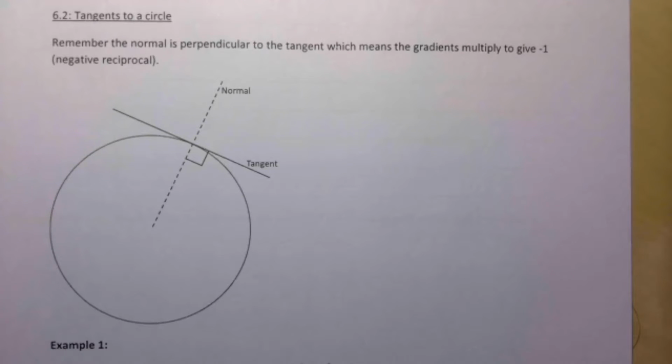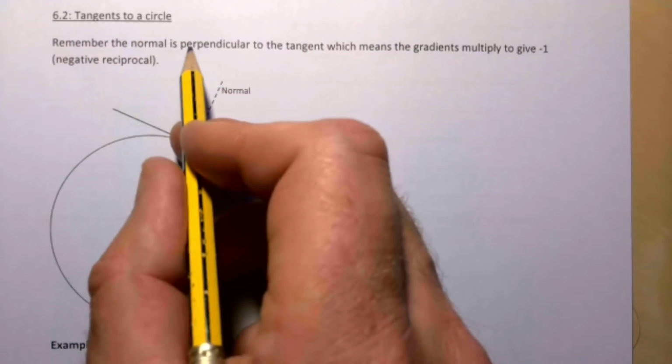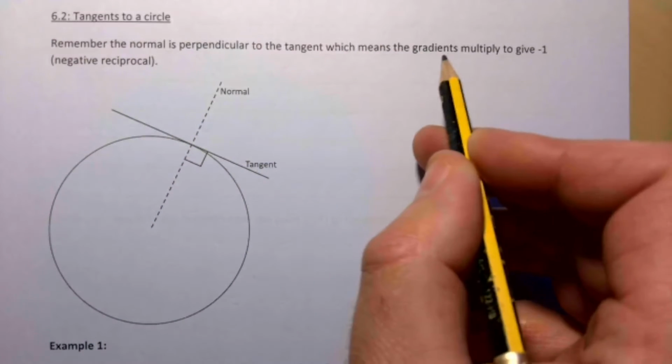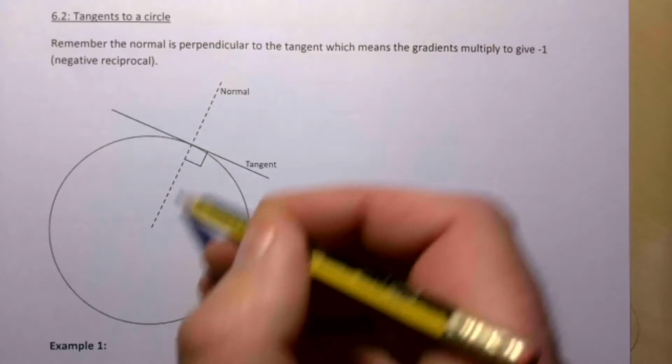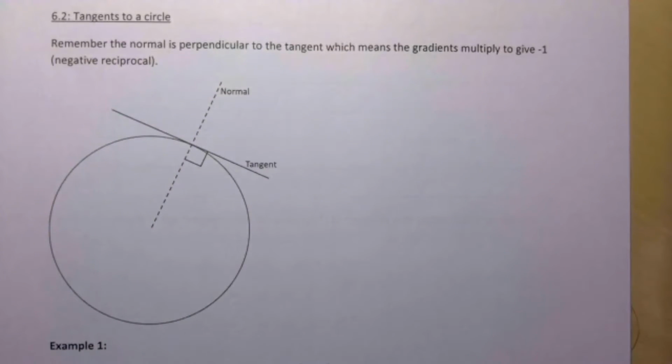This is AS Pure Maths. We're looking at our notes and we're in Unit 6, which is circle geometry, and this is 6.2 then, tangents to a circle. Remember, the normal is perpendicular to the tangent, which means that the gradients multiply to give us -1. So our key here, there's the normal and there's the tangent. Let's look at example 1 now.